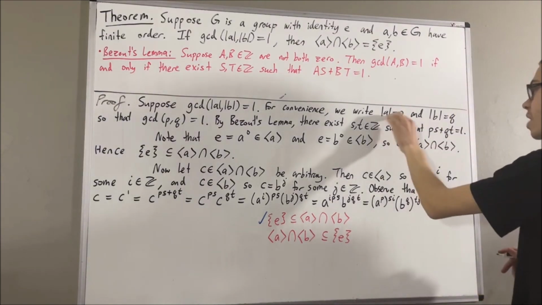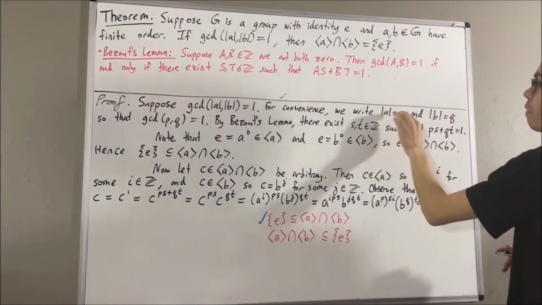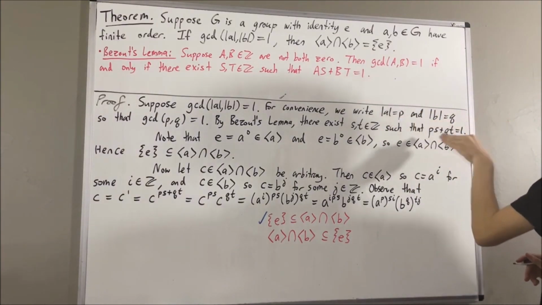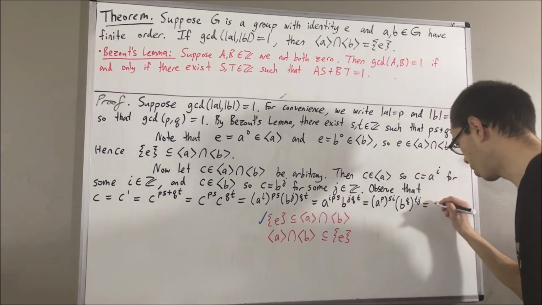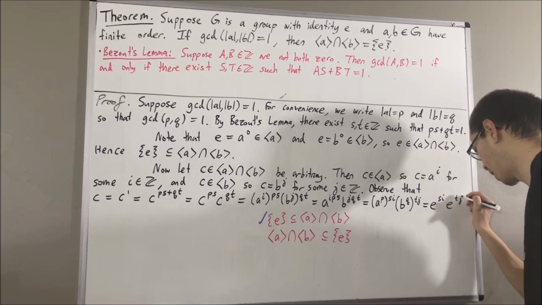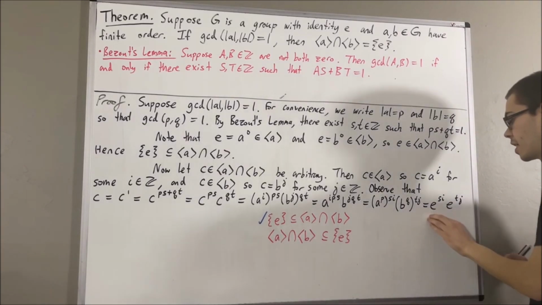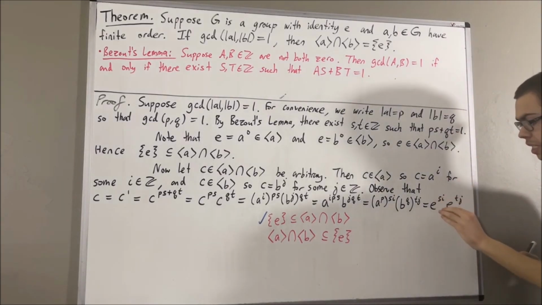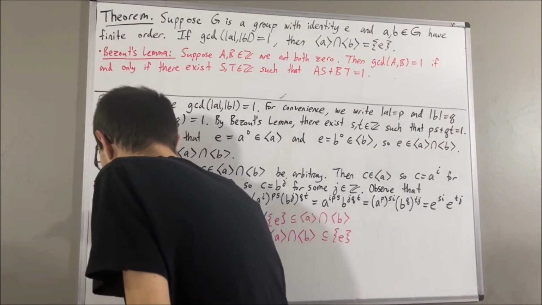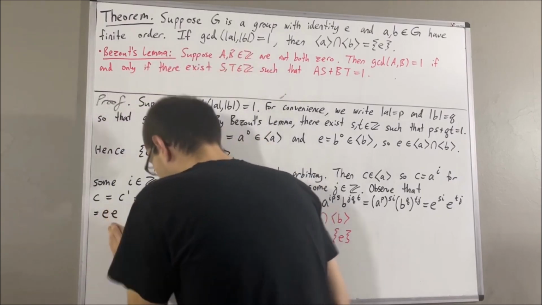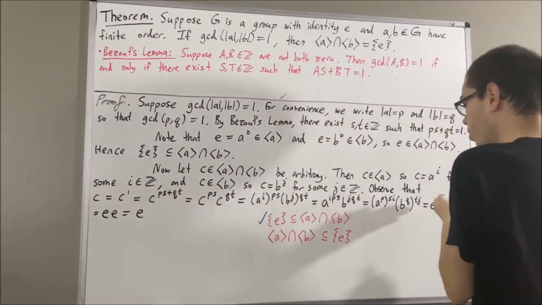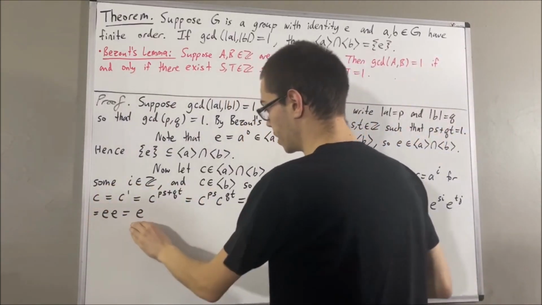But since the order of a is equal to p, that tells us that a to the power of p is equal to the identity. Since the order of b is equal to q, we have b to the power of q is equal to the identity. So this is just the identity to the power of si times the identity to the power of tj. Now the identity to the power of any integer is equal to the identity. So this is just the identity times the identity. And by definition, the identity times the identity is equal to the identity. So this chain of equalities shows that c is equal to the identity element.